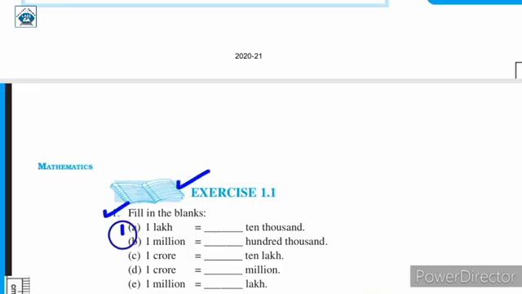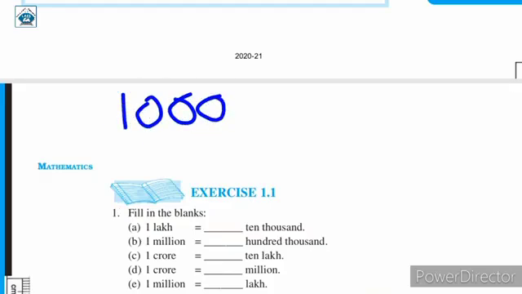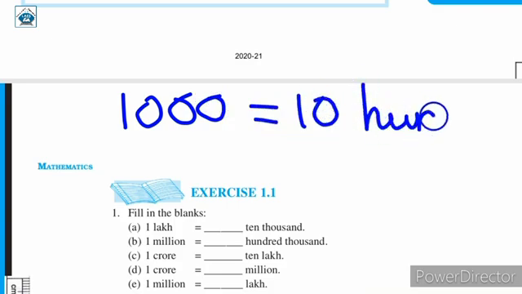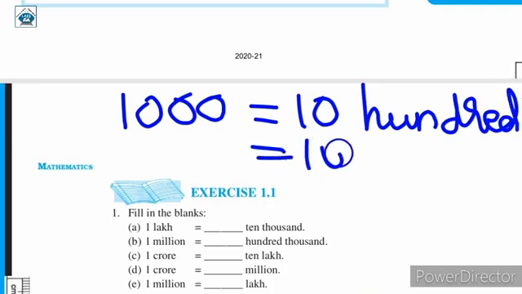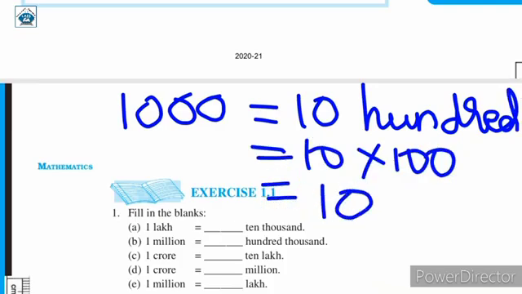Fill in the blanks. A, 1 lakh is equal to dash 10,000. Now in this question we are asked what should we multiply 10,000 by in order to get the answer equal to 1 lakh. Now you know that we can write 1000 as 10 hundreds, right? 10 hundreds is equal to 1000. We already know this because when you multiply 10 to 100 you get the answer equal to 1000.